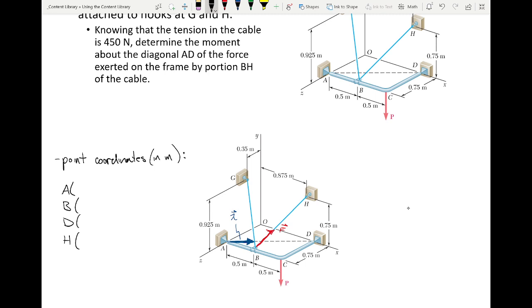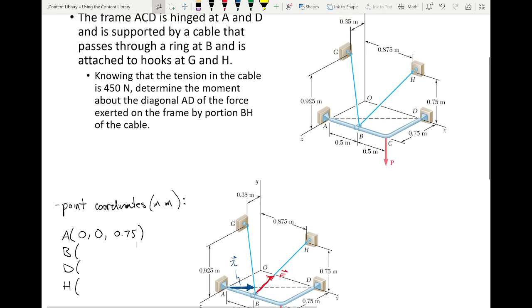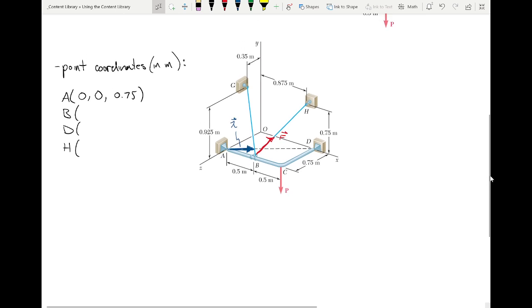Zero, 0.75. There we go. 0.75. Does everybody see that? Is that okay? All right. Let me scroll this down a little bit so I'm not writing on the bottom of this screen here.